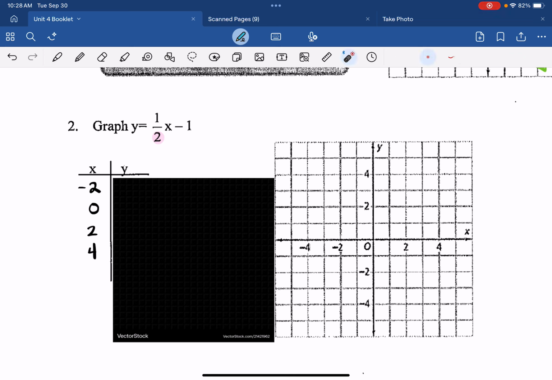Okay? If I wanted to, let's say this was a 3, I would have picked 3, 6, 9, right? If it was 5, I would have picked 5, 10, 15, right? The x values are going to change depending on what my denominator is. All right, so using those numbers, I want you to now go ahead and graph this function.